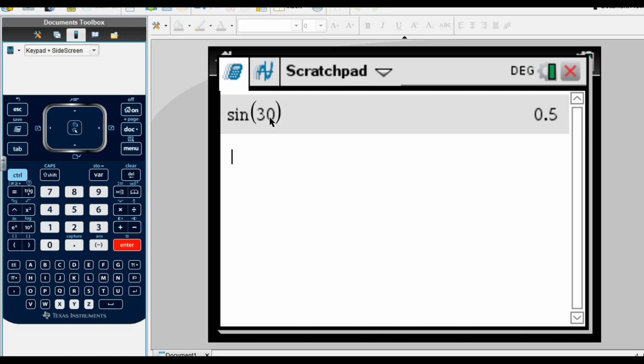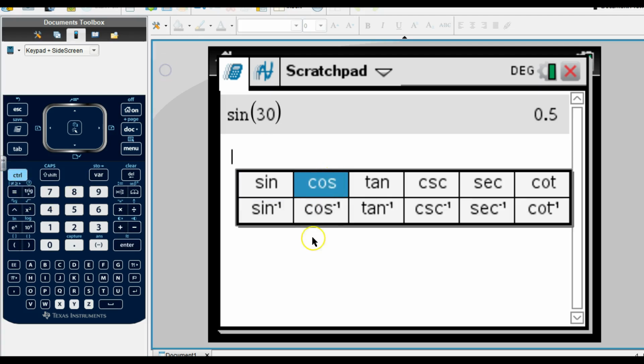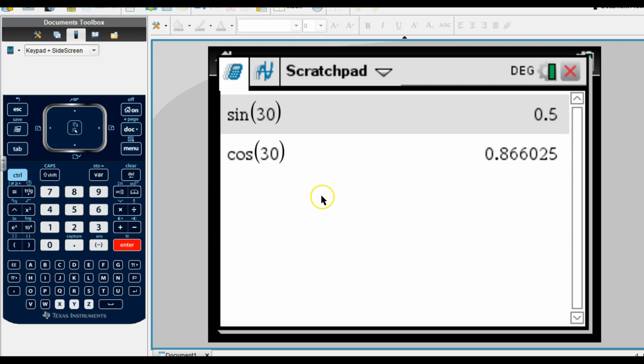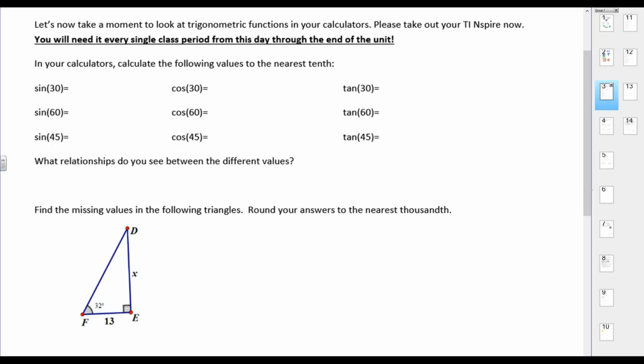Sine, cosine, and tangent. So if I take the sine of 30 degrees, I get 0.5. And if I want to do the cosine of 30 degrees, I get 0.866. And the tangent of 30 degrees gets me 0.577. So 0.5, 0.866, and 0.577. So let's fill those in. 0.5, 0.866, 0.577.